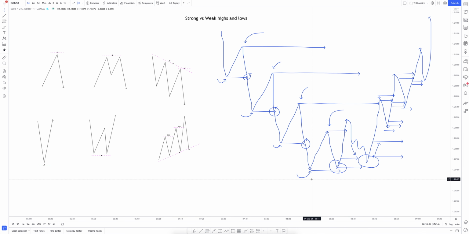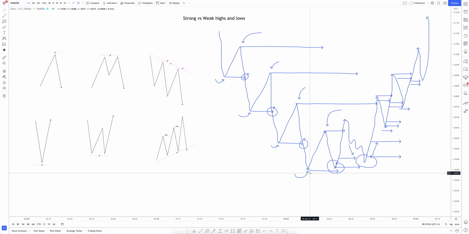Start to look for your weak lows, targeted highs, strong lows, and targeted lows, things like that, right? Just start to look for them, see what you can find, see what you can see, and then, of course, reach out to me if you guys have any questions.